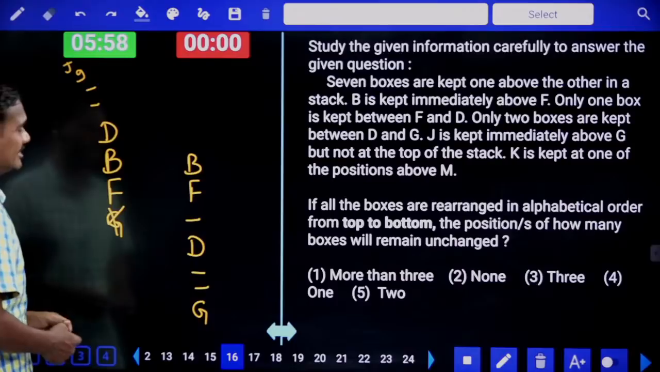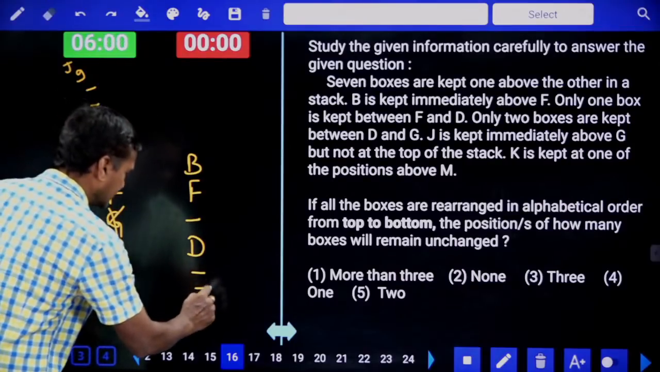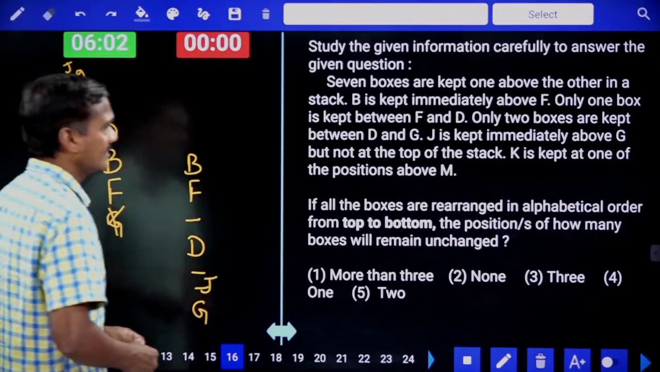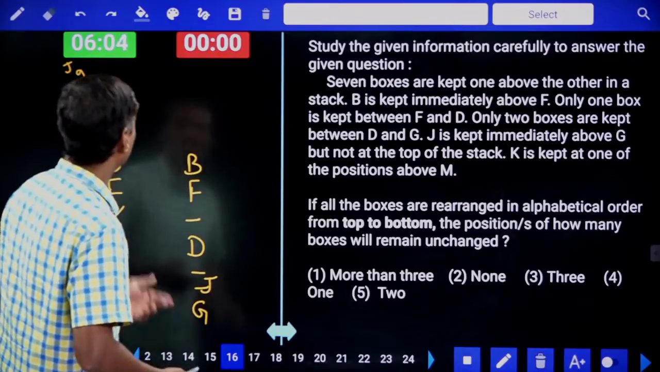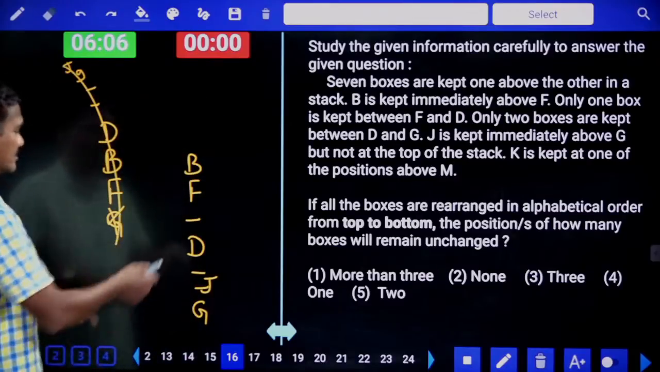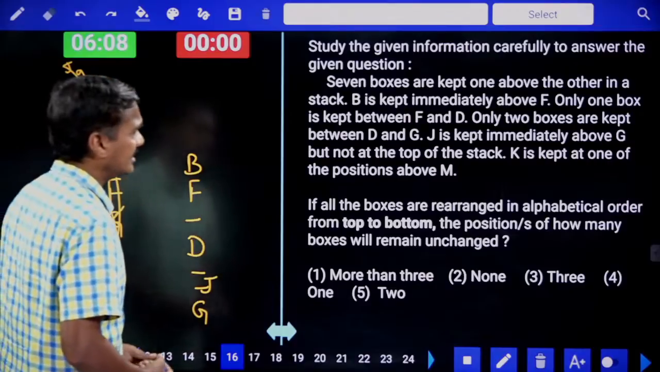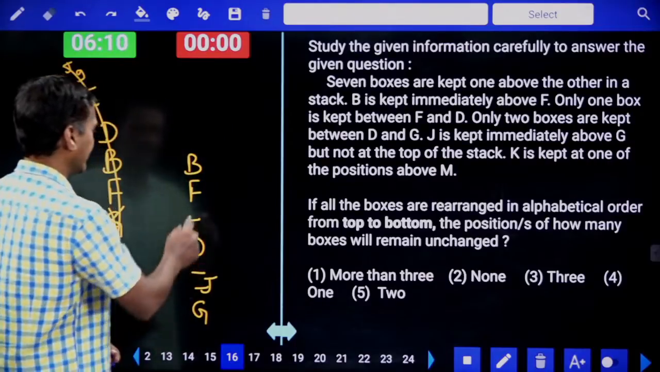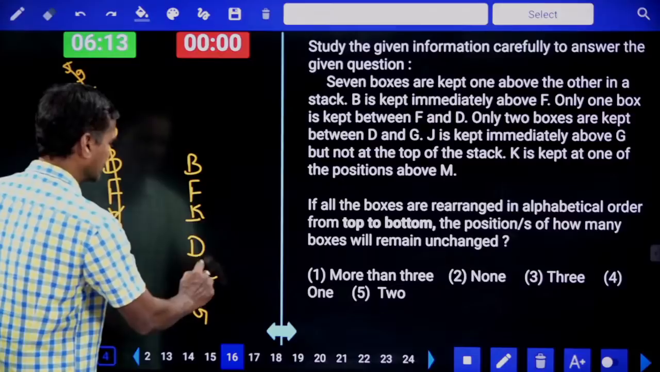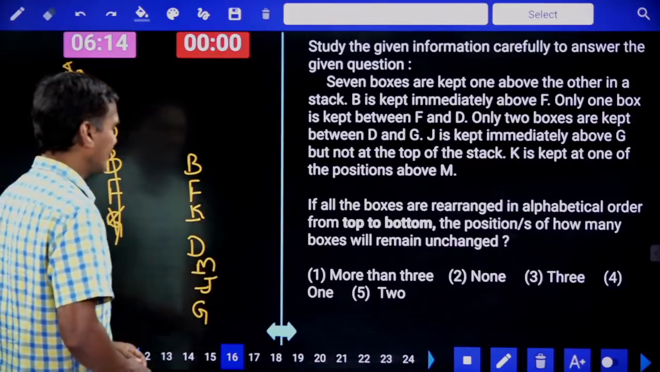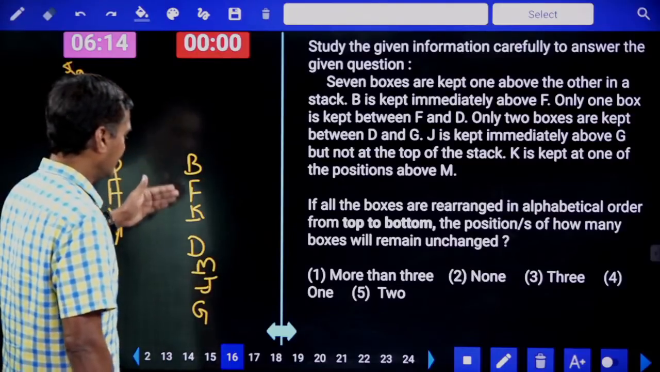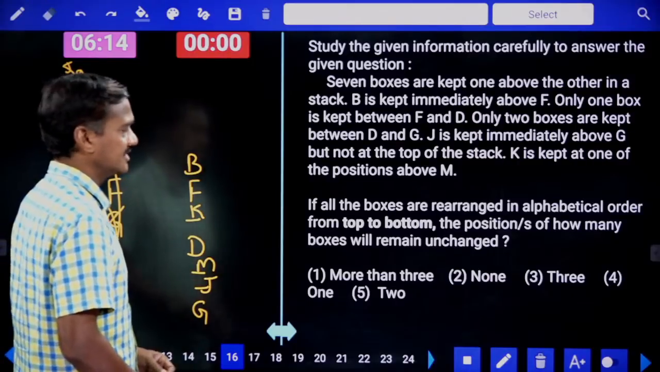J is kept immediately above G. Now here in this case, J is kept immediately above G. And next one, but not at the top. Here J is at the top, this is ruled out. Now we are left with only this one. K is kept at one of the positions above M. K is at one of the positions above M, this is K and this is M. Now this is the final arrangement. B, F, K, D, M, J, G is the order.